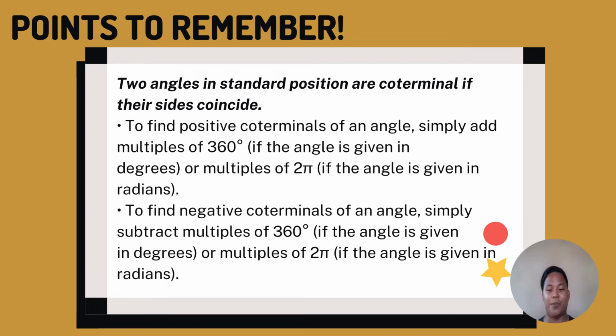Two angles in standard position are coterminal if their sides coincide or if their terminal sides share the same position. To find the positive coterminals of an angle, we simply add multiples of 360 degrees if the given angle is in degree measure, or multiples of 2 pi if it is in radian form. To find negative coterminals, we simply subtract multiples of 360 if the angle is given in degrees, or multiples of 2 pi if it is in radian measure.